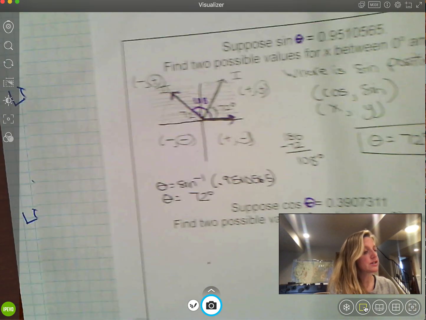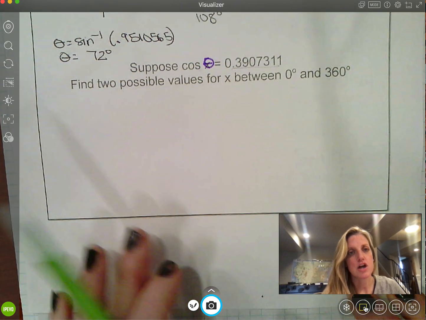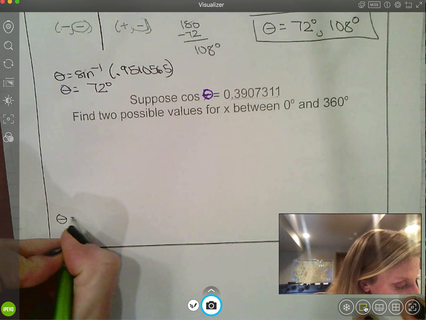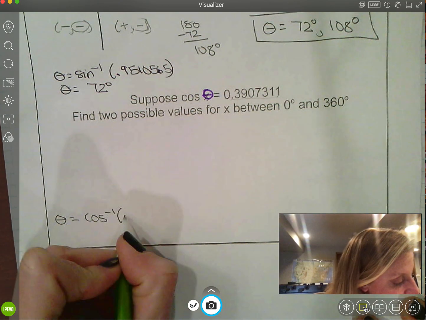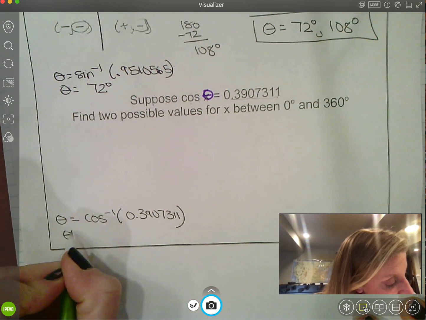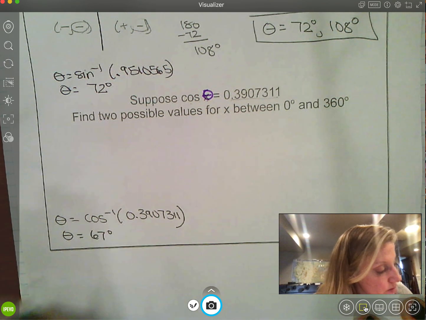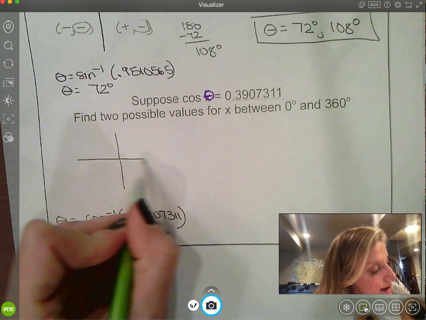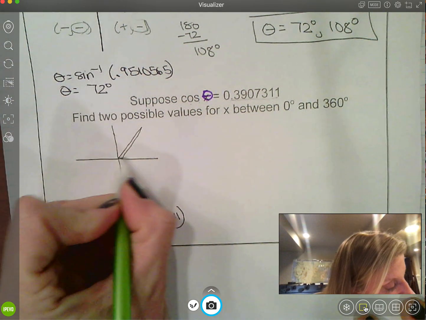All right, the next one, asking about cosine. Suppose the cosine of theta is this number, two possible values between 0 and 360. Well, let's right off the bat find the first one. That's easy. To separate the cosine and the theta, we're going to do the inverse cosine of that big number. And when you put that in your calculator, it rounds to about 67 degrees. So I'm trusting that you can put that in your calculator on your own. And now here's where a sketch becomes helpful. 67 degrees, nice and easy in quadrant 1.